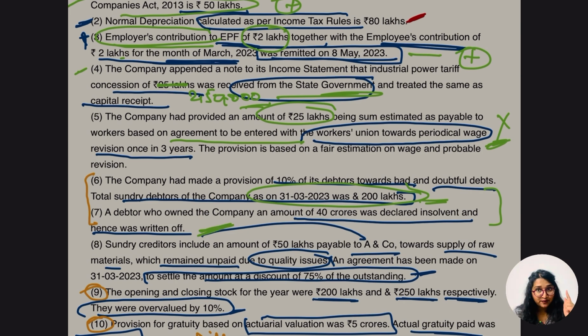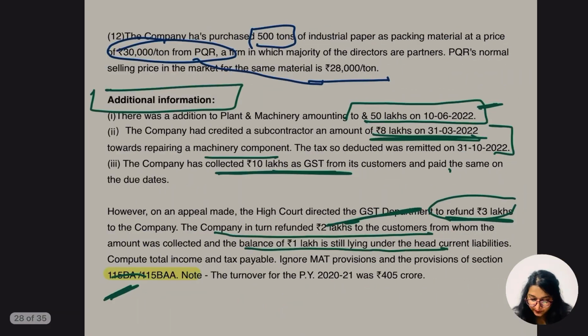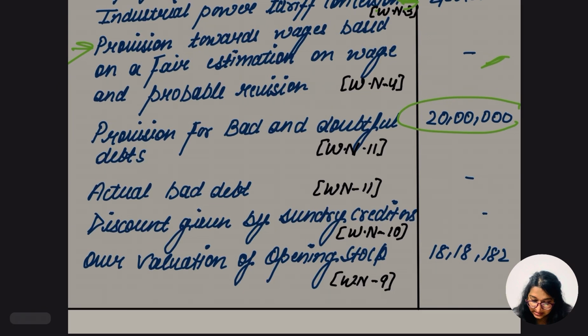They are saying the 7th point, let's read it out. The debtor who owed the company an amount of 40 crore was declared insolvent and hence was written off. What would be the adjustment in this case? Let's go for it guys. So yes, this part was cleared. So the actual bad debt, this was of 40 crore. Okay? So both points are going to be covered in working note number 11.